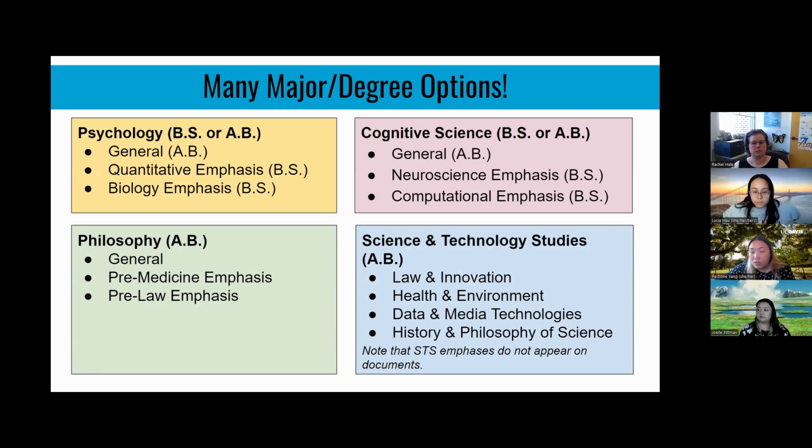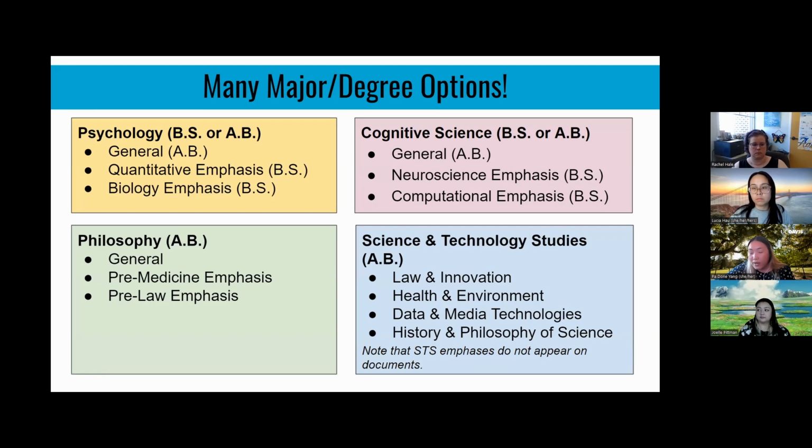For psychology and cognitive science, we have both AB and BS options. The AB options are general studies of those majors, and for the BS options, we do have 2 different emphases for each major. So for psychology, we have the BS quantitative emphasis and the biology emphasis. And then for cognitive science, for the BS degrees, we have the neuroscience emphasis and the computational emphasis. For philosophy and science and technology studies, we only have the AB degree options. We do have different emphases listed here.